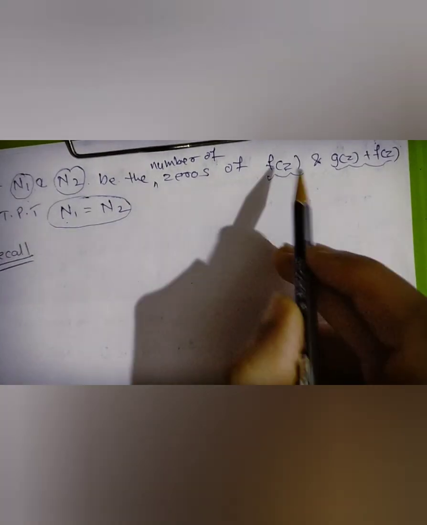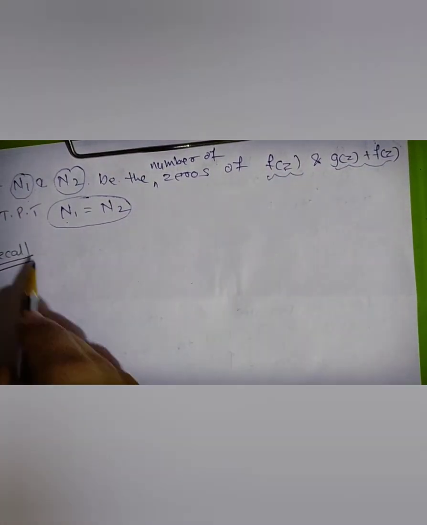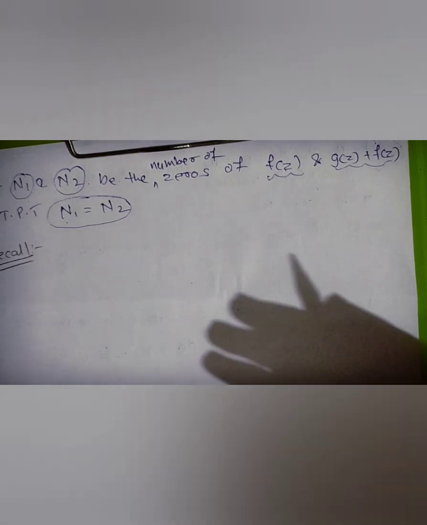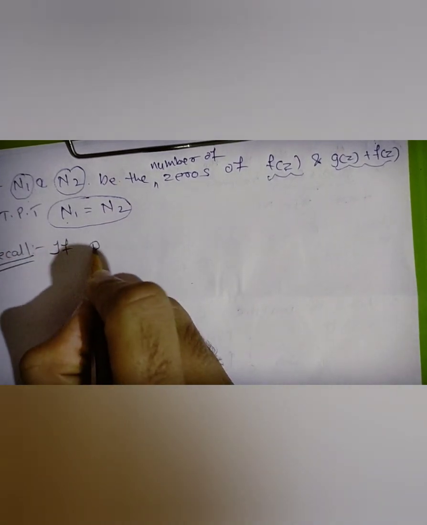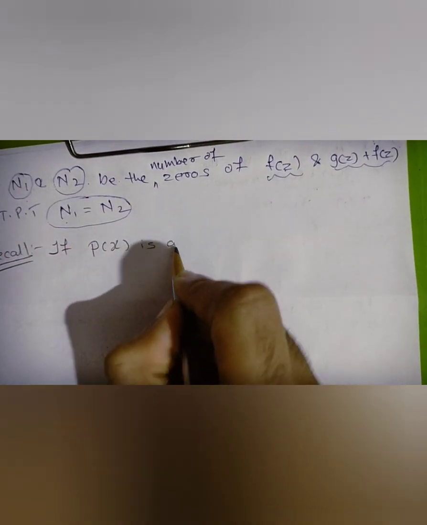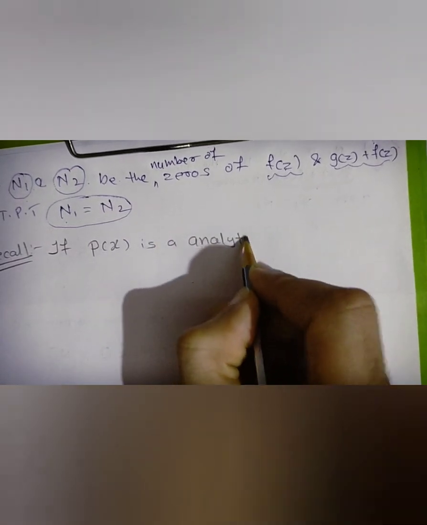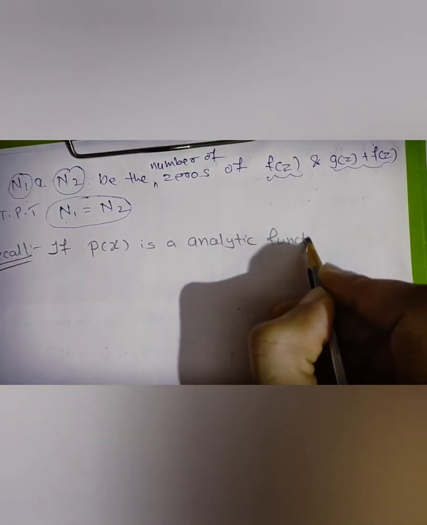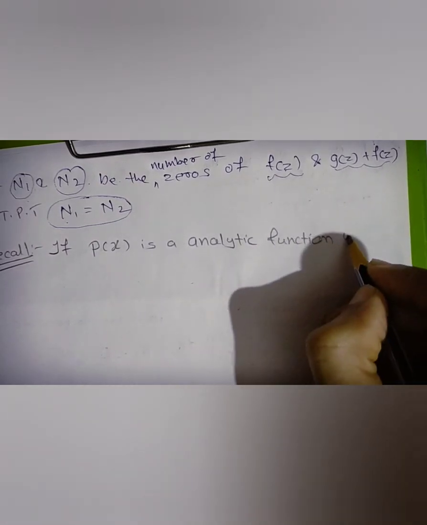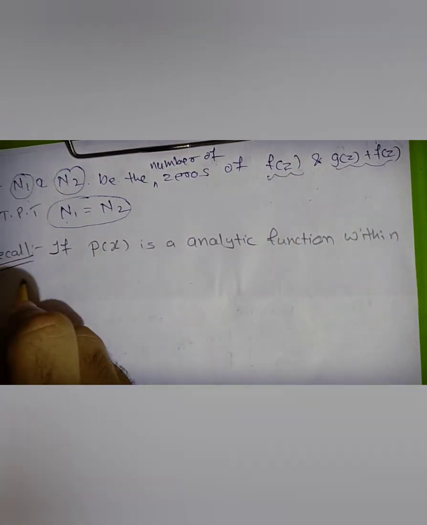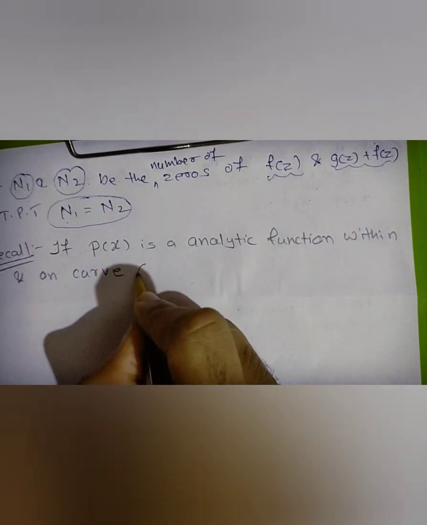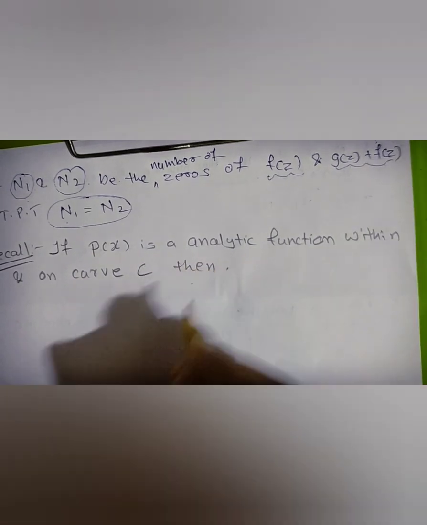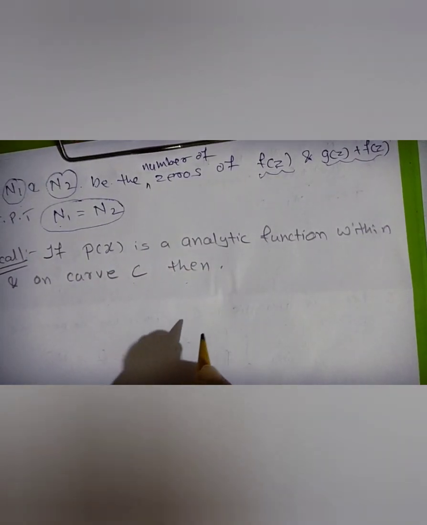Let f, g be the functions which I have already used. Just for recalling purposes, let me say some function, let me name it p of x. So just to recall, if p of x is an analytic function within and on curve C, then you need to remember there is a fact behind this.